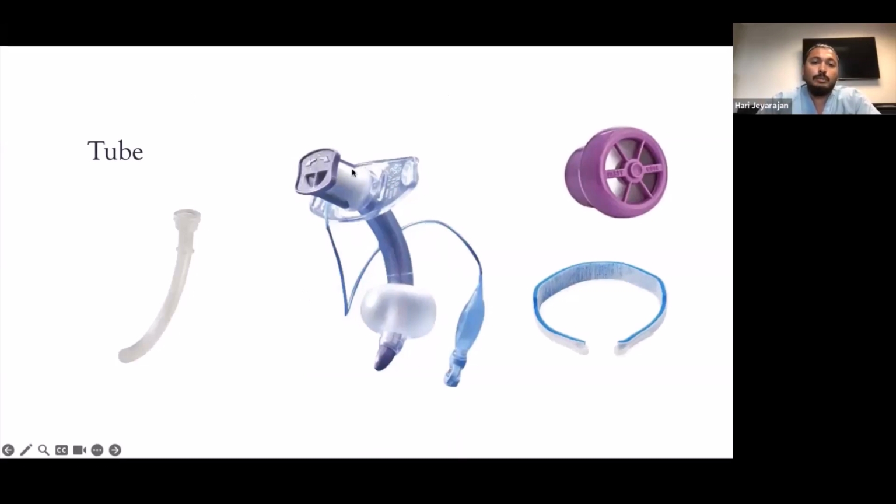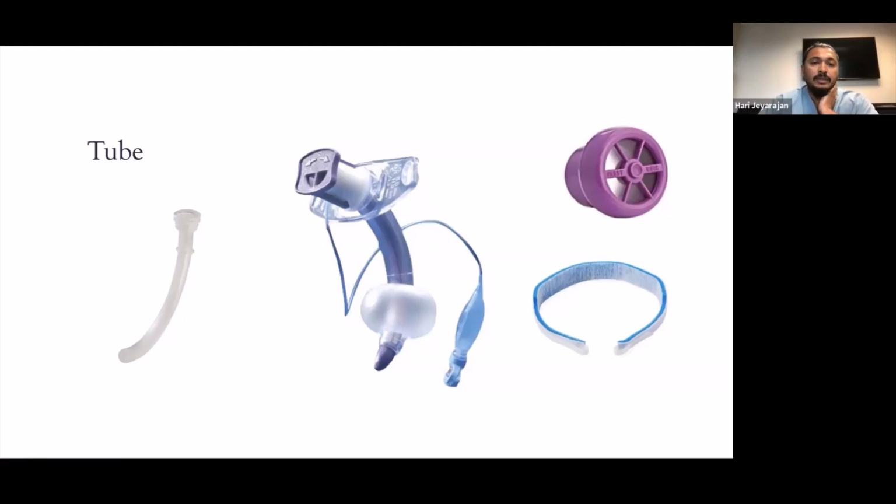You can see it comes automatically loaded with what we call the obturator. The obturator is this purple thing here. This is essential for insertion of the tracheostomy tube. It gives rigidity to the tube itself, and it allows a tapered tip so that you don't catch on anything as you go inside.